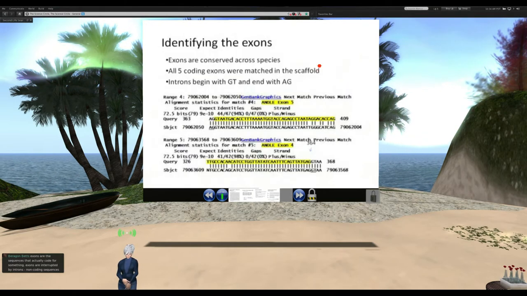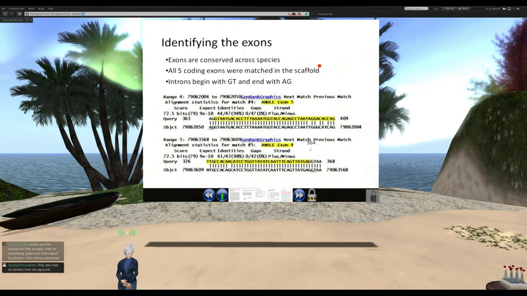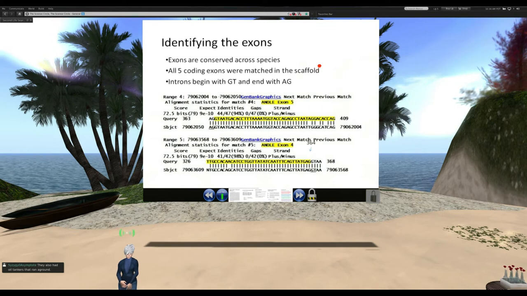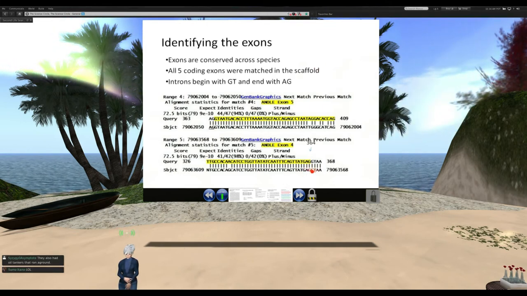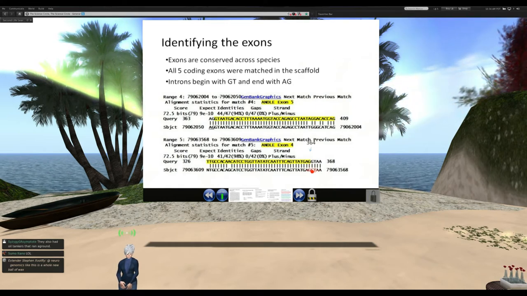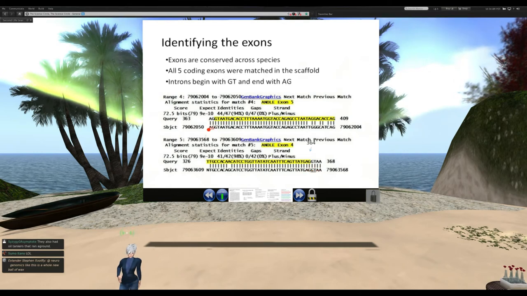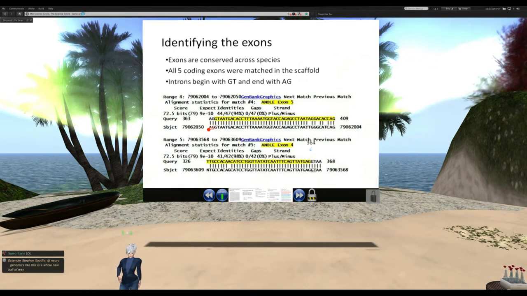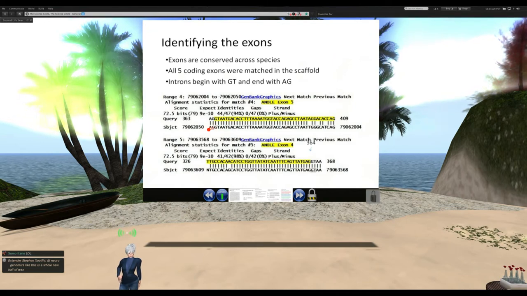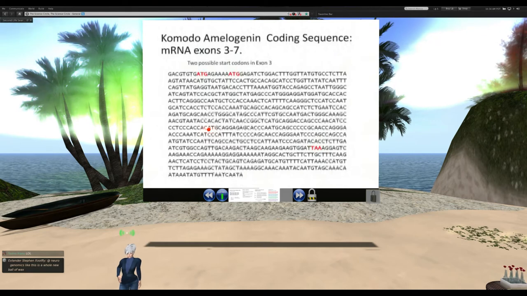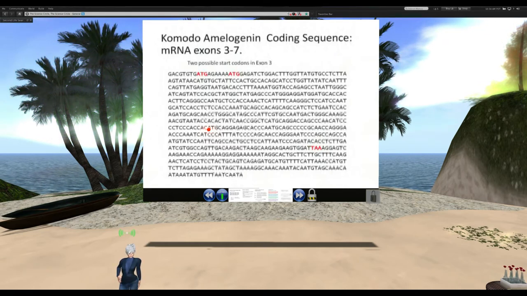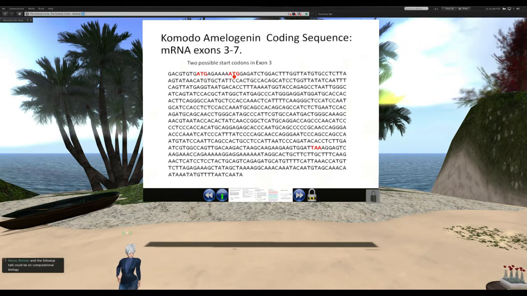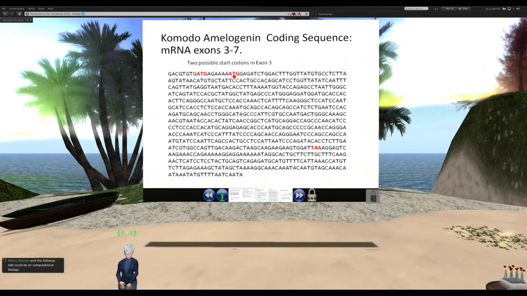So this just shows you how I was able to identify the boundaries of the other exons. Fortunately, introns all begin and end with the same two bases: GT at the beginning of an intron, which you can see at the end of this exon 4, and then AG at the end of an intron, which you can see at the beginning of this exon 5, and then these two exons go together. So I located all the exons and then put them together to get the coding sequence for the amelogenin protein. There were two possible start codons here and here. As you'll see later, it turns out that the second one is the real start codon.